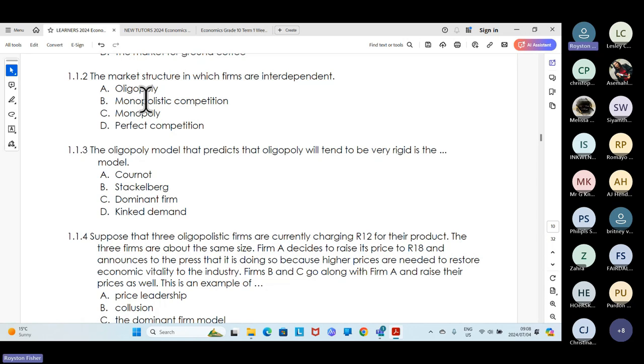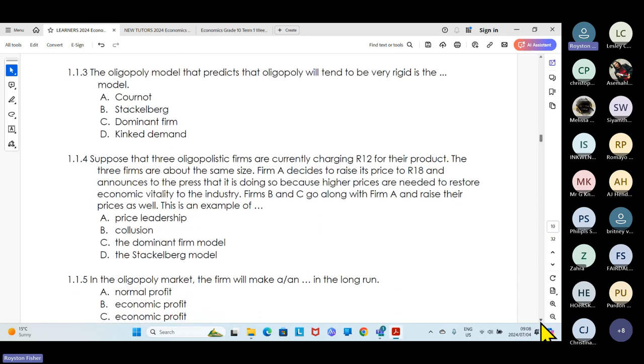Right. So those are the answers that we have received. Unfortunately, it's also not monopolistic competition. It is therefore oligopoly. Like I said in the beginning, it's basically markets that sell exactly the same stuff, but they are interdependent. 1.1.3, the oligopoly model that predicts that the oligopoly will tend to be very rigid is which model? A, Cournot, B, Stackelberg, C, dominant firm, and D, kinked demand.